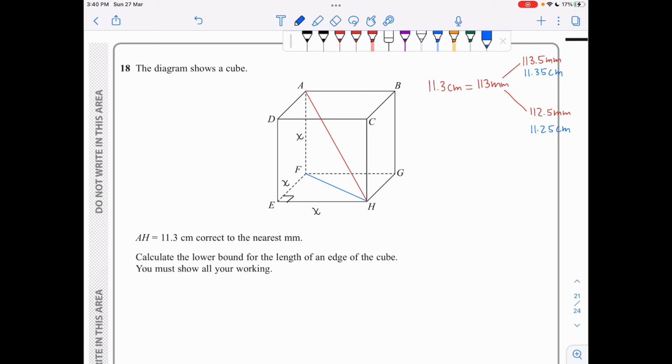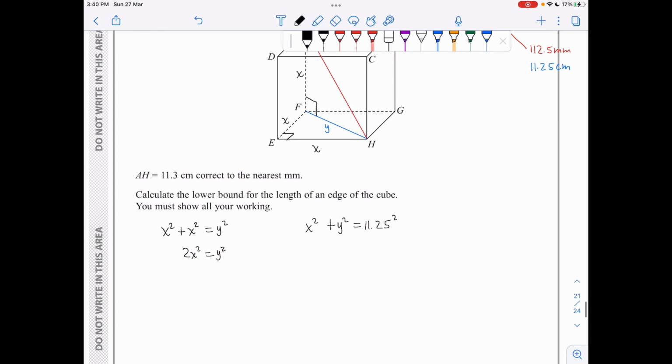And if I call the diagonal y, it's easy to see that x squared plus x squared is y squared. So 2x squared is y squared. And then we've got a second right angle triangle here. So x squared plus y squared is 11.25 squared. I'm using the lower bound to find the lower bound for the length of the edge. I will replace y squared with 2x squared.